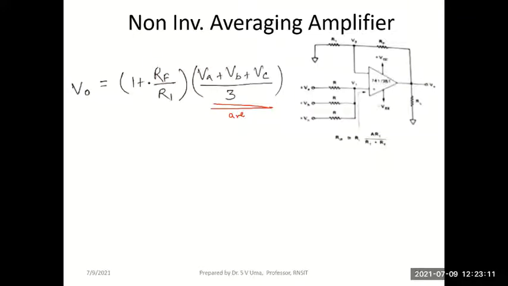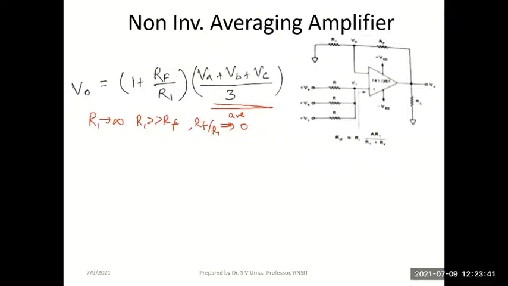R1 should be much larger than RF. One option is you make R1 tend to infinity, or R1 very large when compared to RF. So this second term will tend to 0. Then RF by R1 will almost approach 0. So it is like multiplying this average with 1. Yes, that is a right solution.